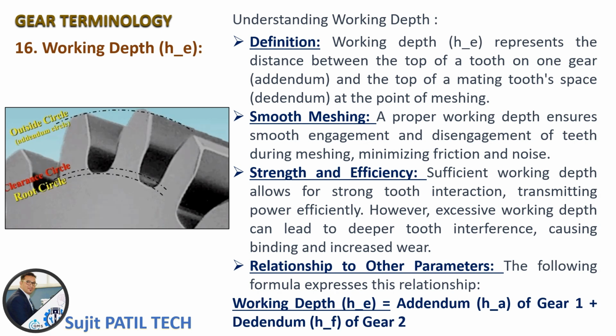Relationship to other parameters. The following formula expresses this relationship. Working depth, H_E, is equal to addendum H_A of gear 1 plus dedendum H_F of gear 2.